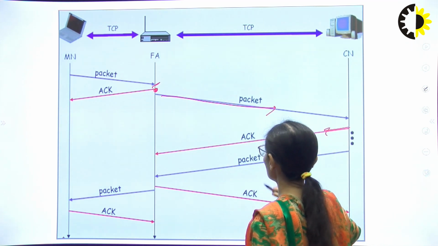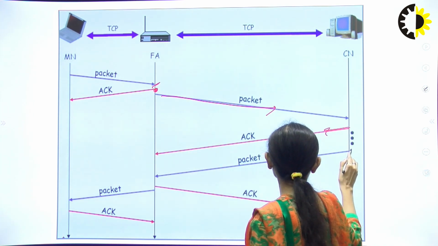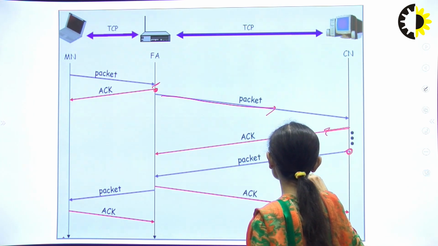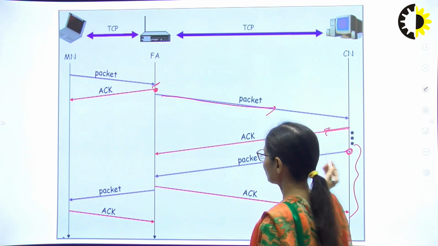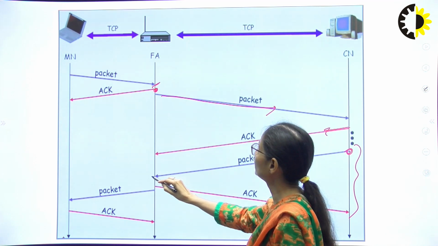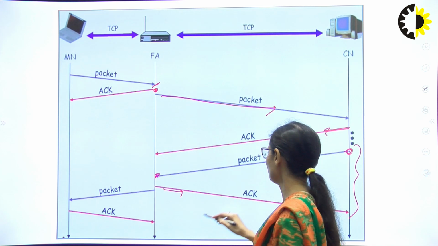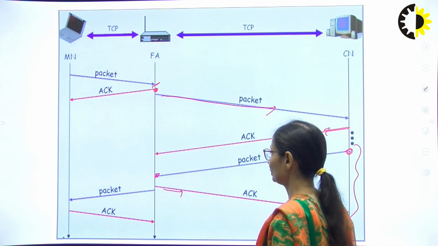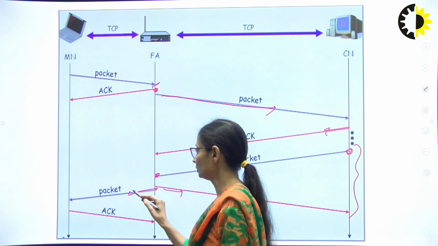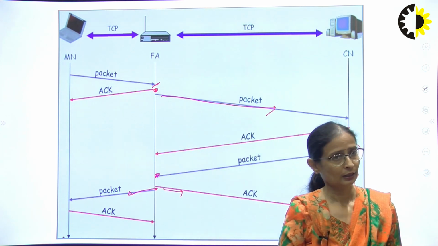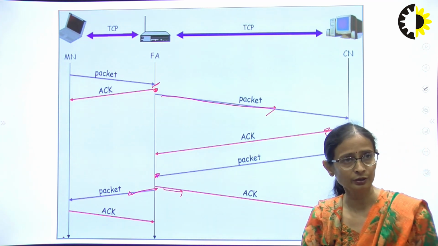The CN sends an ACK to the FA. And in this particular flow, your CN node is sending the packet to the MN. The FA will receive the packet and send an ACK back to the computer node, and the packet is forwarded to the MH. In turn, the MH sends the ACK packet to the FA.